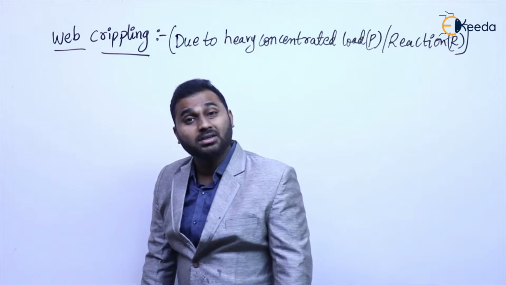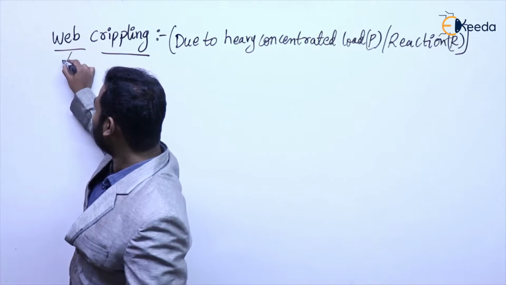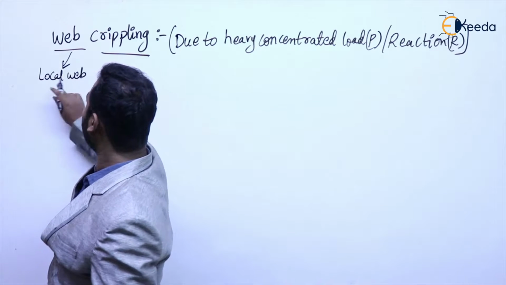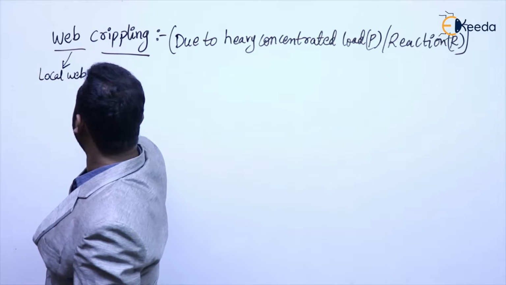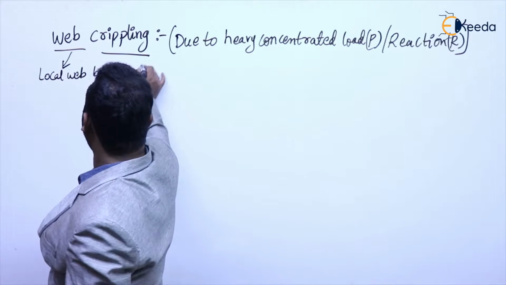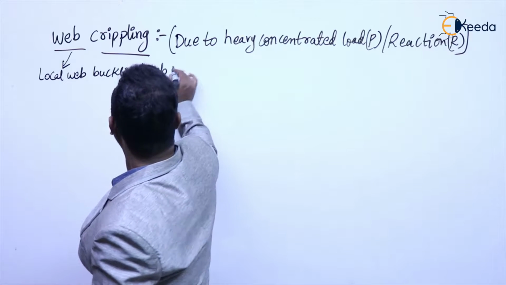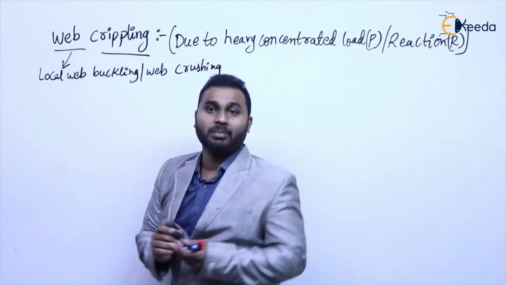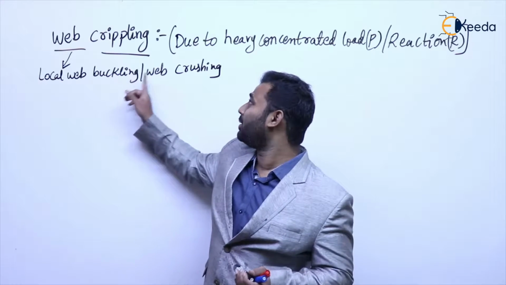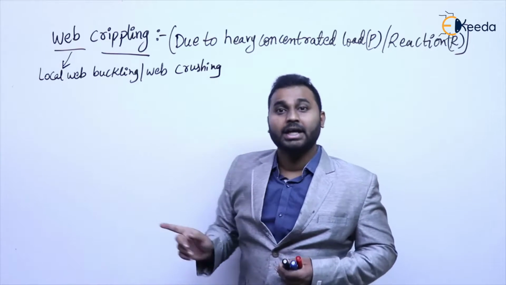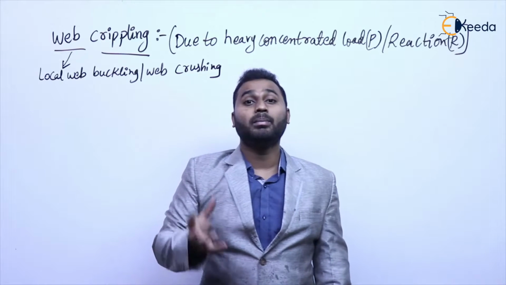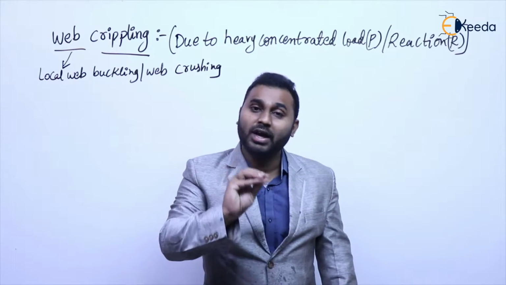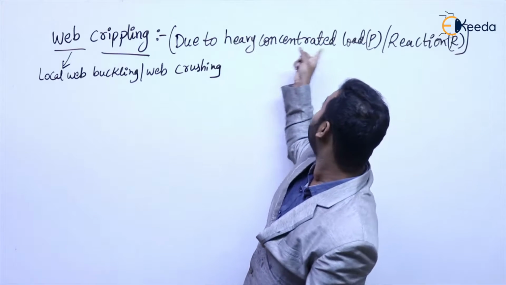And this web crippling is also called local web buckling or web crushing. Is that okay? It mainly occurs due to the high bearing action produced at the junction of the web and flange because of this heavy concentrated load and reaction.